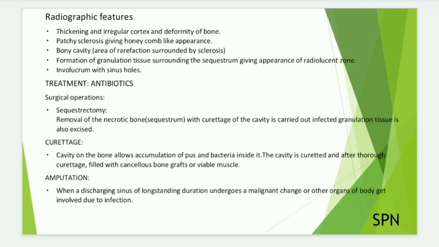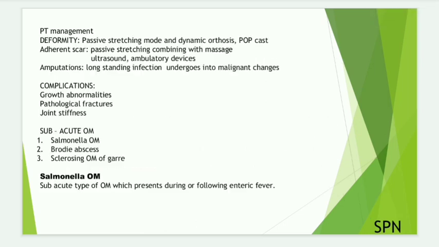Next, you amputate when a discharging sinus of long-standing duration undergoes some malignant changes, that is the tumors in the bones or some of the organs of the body getting involved due to your infection to the bone. At chronic stages, what is PT for the chronic?